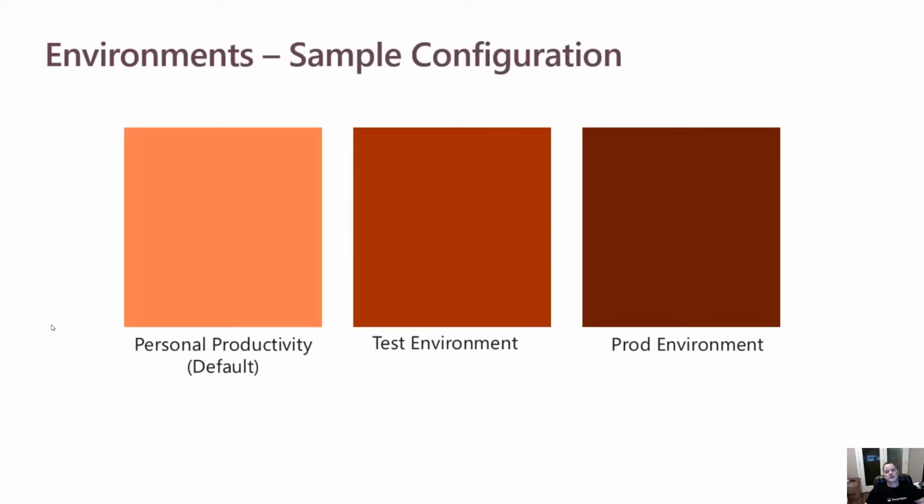So let's take a look at a sample configuration. And this is essentially what I've done at the new place. I've modified the name of the default environment to be called Personal Productivity. Now, as part of that, I want to enable people to be able to explore and to build within that environment. Subsequently, I've also created two other environments, a test environment and a production environment.